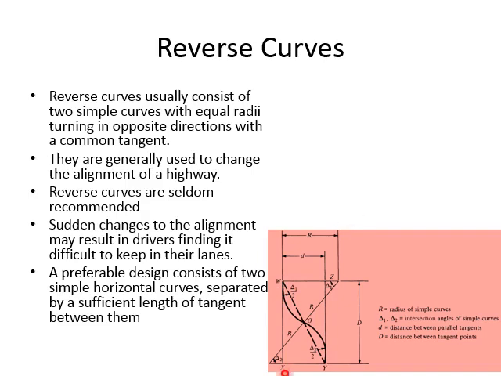These curves are usually used to change the alignment of the highway. So you are going in this alignment and you want to shift the highway towards this alignment. Maybe this way is blocked because of a mountain or a river. So you want to shift from this alignment to this alignment, you use a reverse curve. But reverse curves are very dangerous, so normally we try to avoid them.